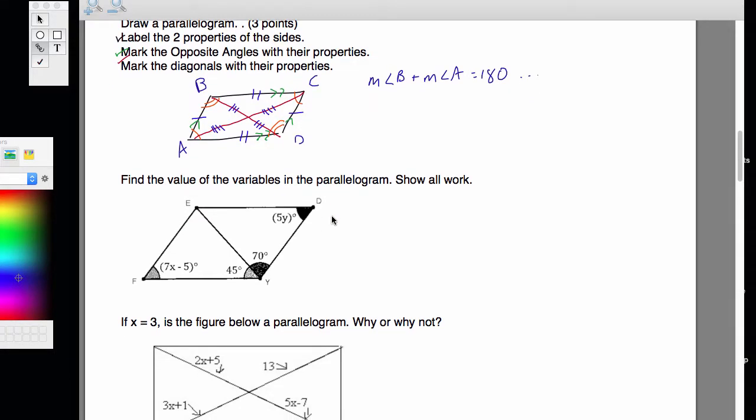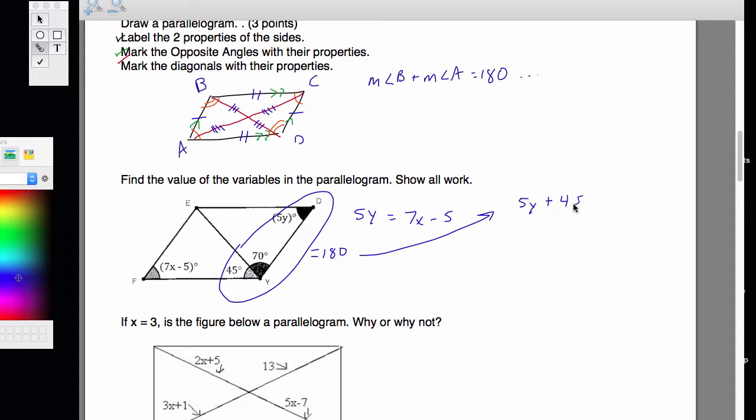Kind of like this next one. Well, I know that opposite angles are congruent, so I could say 5y equals 7x minus 5. That does not necessarily help me because I have two variables, but I can remember consecutive angles equal 180. So what I can set up is 5y plus 45 plus 70 equals 180. Okay, and doing that is going to allow me to solve for y.